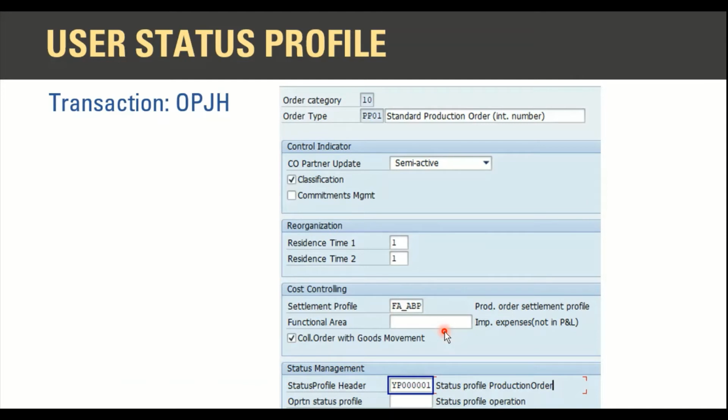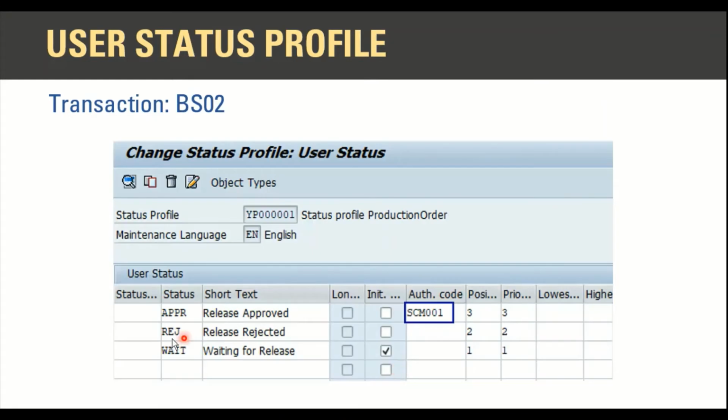Once the status profile has been created, we are going to assign this status profile to the order type configuration here in transaction OPJH. So whenever we use the production order type PP01 or any process order type, the status profile will be defaulted based on the order type, and in order to process the production order, we always have to follow the sequence of these statuses. So let's get into SAP and see how this works.